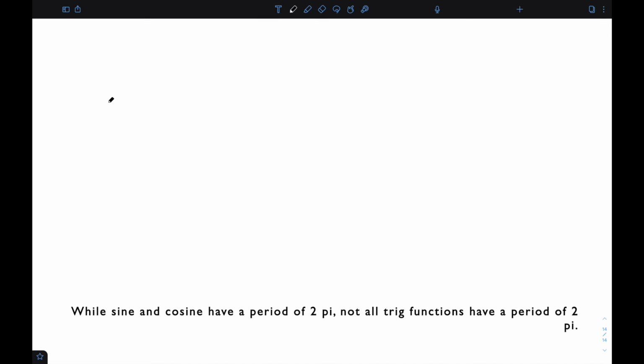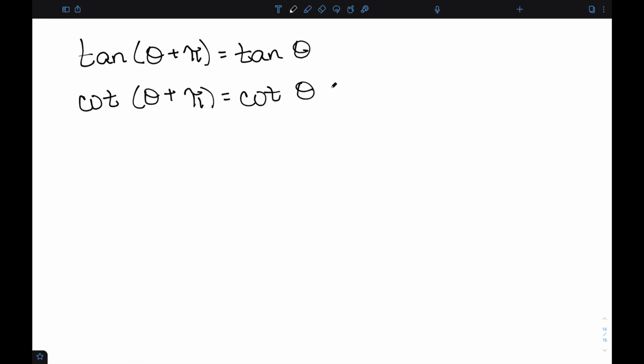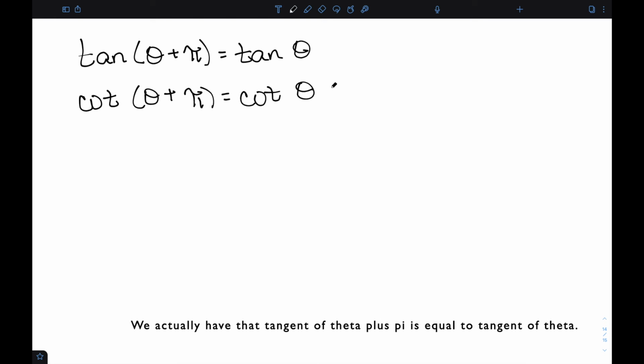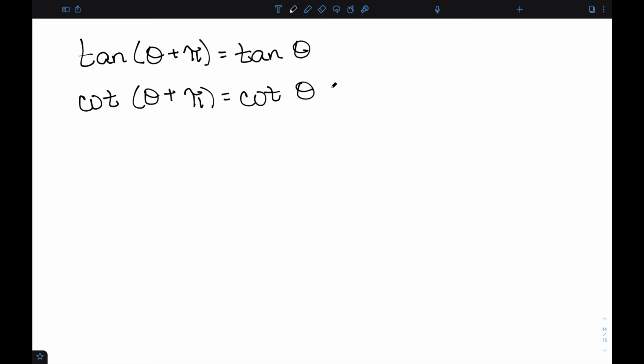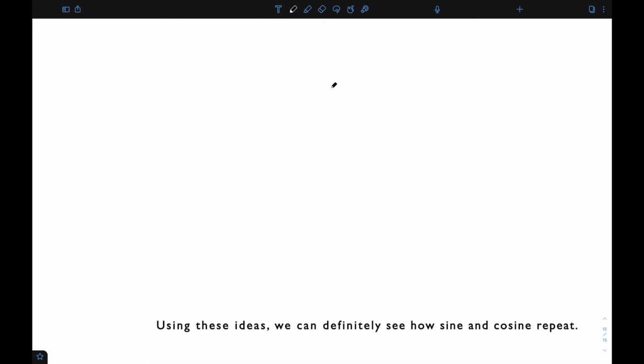While sine and cosine have a period of 2 pi, not all trig functions have a period of 2 pi. Both tangent and cotangent have a period of pi. We actually have that tangent of theta plus pi is equal to tangent of theta, and the same thing with cotangent. So using this idea, we can definitely see how sine and cosine repeat.